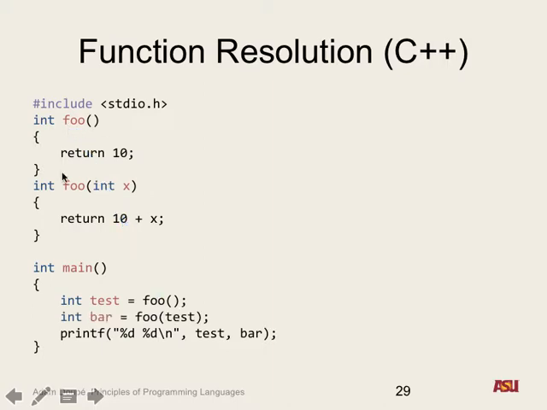So it knows it's going to call that. And then when it sees this other invocation of a function foo, which function is this going to resolve to? The second one, yay. Right here, right? So it's going to say, oh, this is a function that has one parameter, and that parameter is an integer, so I know which one to call. So what's this going to output?